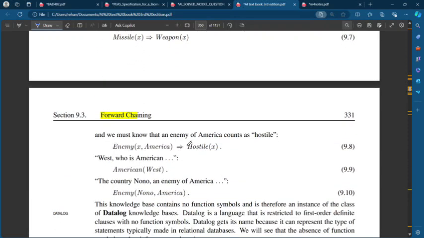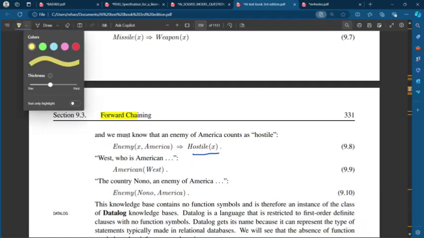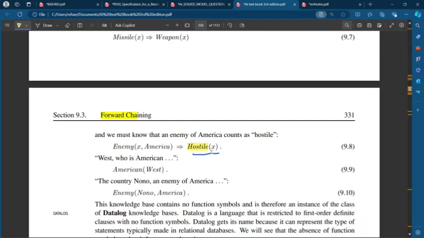And we must know that an enemy of America counts as hostile. So what are we saying? If X is an enemy of America, then it is hostile, right? So what you are writing is Enemy(X, America) implies Hostile(X). That means X is an enemy of America, then it implies that X is hostile. Okay, I am explaining this badly, I know I'm just confusing you all. So see here, Enemy(X, America).